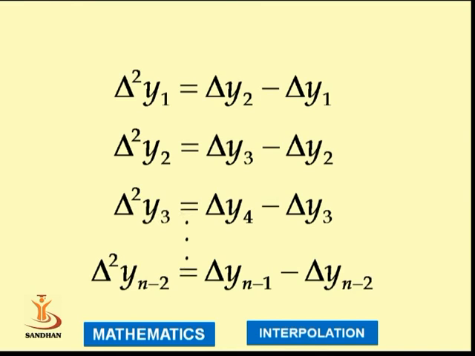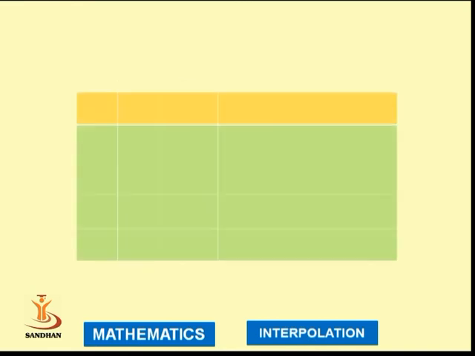Now, why do we have delta 2yn minus 2 for a set of n points? The reason is first order differences could be computed up to yn minus 1 and the second order differences would be again 1 less than the previous, and hence it is yn minus 2. So if we have a set of 4 points, then the second order differences can be computed up to y2, that is delta 2y2. Why? Because it is n minus 2, 4 minus 2, which is equal to 2.